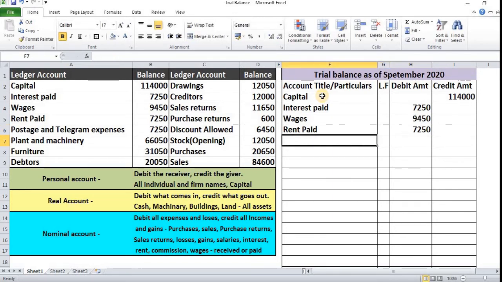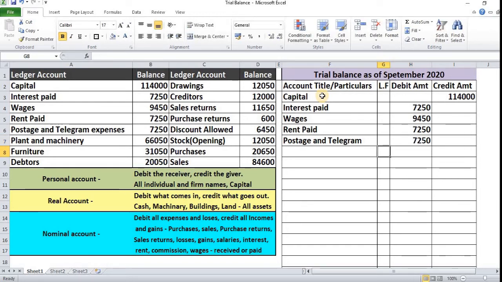Our next account is postage and telegram expenses. So expenses will come under nominal account, so expense should be debited. Now we will mention postage and telegram expenses in particulars column and 7,250 in debit amount column.